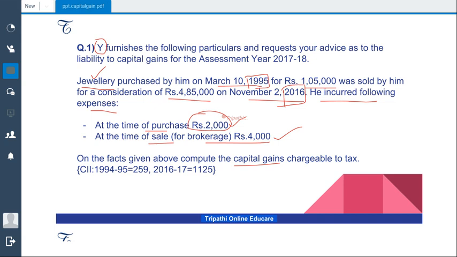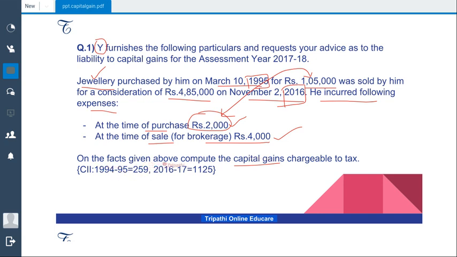Now this 2000 will be added to the purchase price. Your cost of jewelry will go up because the actual purchase price is 1,05,000 and you have incurred 2000 at the time of purchase. So your total cost of jewelry will be 1,07,000. That is 1,05,000 plus 2,000, right? So in case of cost of acquisition, we will take 1,07,000 instead of 1,05,000.